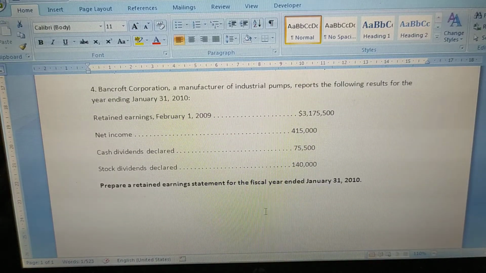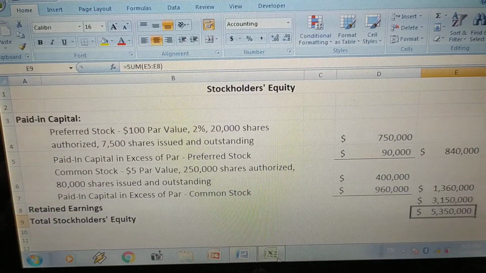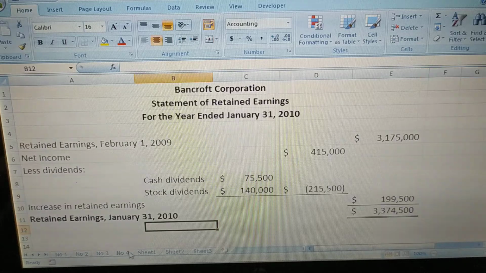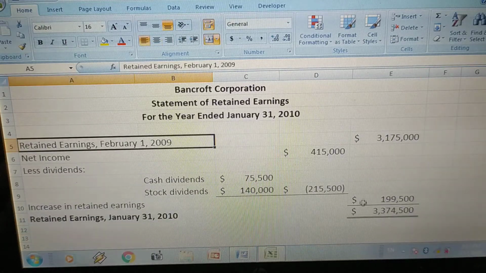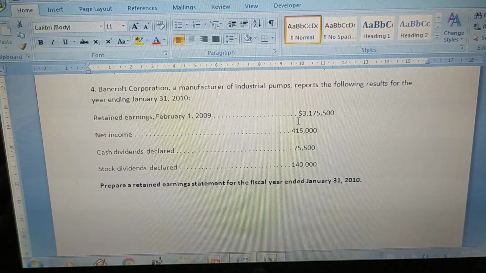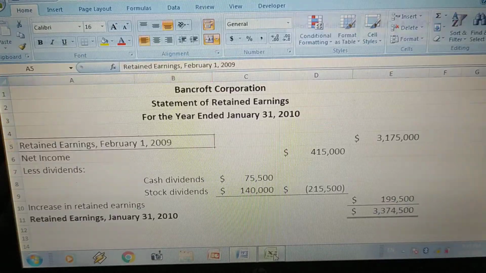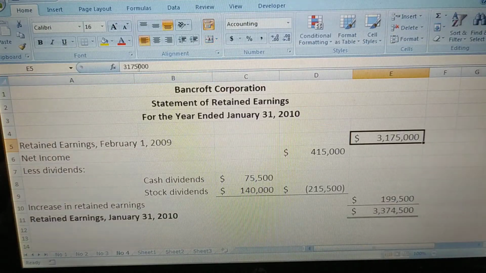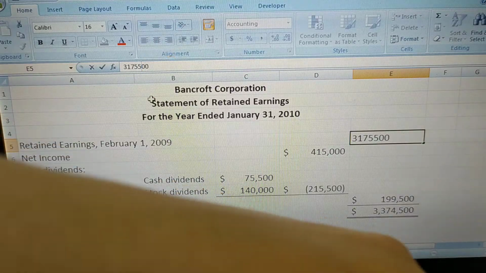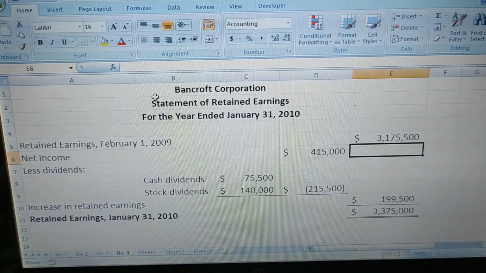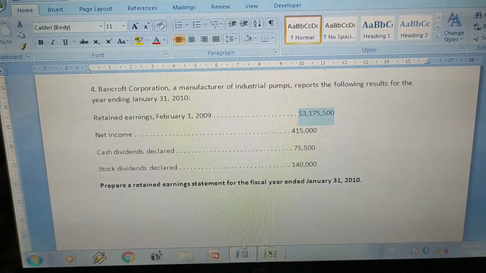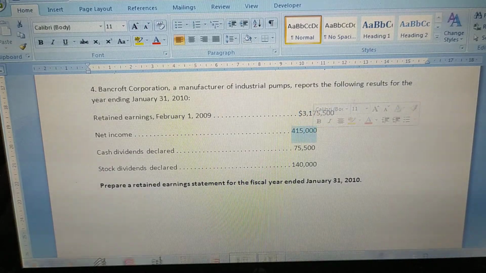For number 4, we are asked to make the statement of retained earnings. It is very easy and very simple. So we start with beginning retained earnings. We take it from the question, 3,175,500. And then the net income, $415,000.